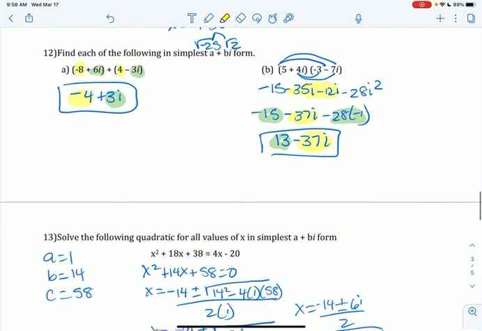Number 13 is a FOIL problem, so 5 times negative 3 is negative 15. 5 times negative 7i is negative 35i. 4i times negative 3 is negative 12i. And 4i times negative 7i is negative 28i squared. Now negative 35i and negative 12i can get combined together to negative 47i. And remember that i squared equals negative 1. So negative 28 times negative 1 is positive 28. And that just gets combined with the negative 15 to give me positive 13.